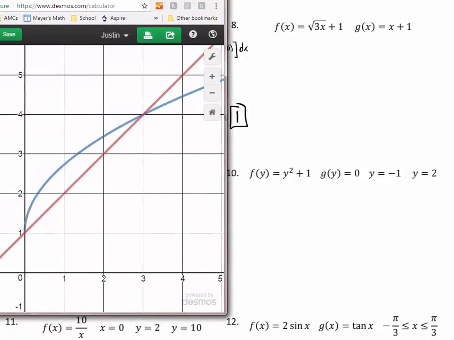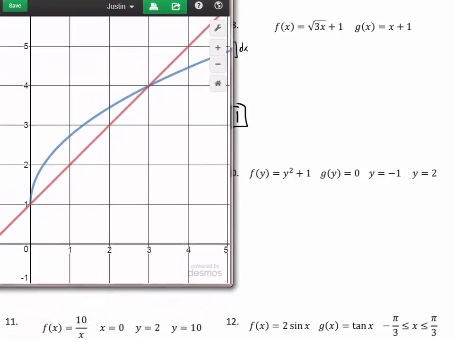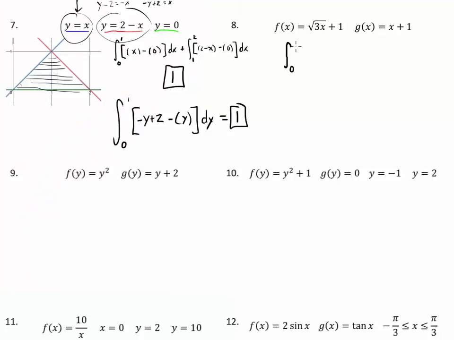Okay, here's what the graph of 8 looks like. Let's pull that over there so we can see it. All right, so this is our square root graph right here. So this one is our blue graph. This one's the red graph, this line. So if I stack them vertically, so with respect to x, going from 0 to 3, this is going to be my top equation. This one's going to be my bottom equation from 0 to 3. So let's set that up. So we're going to have f is the top, this one's the bottom, and we're going from 0 to 3.